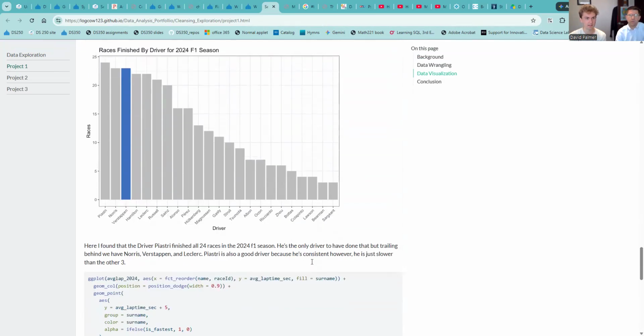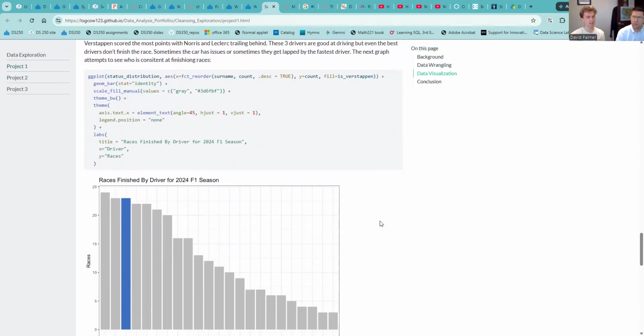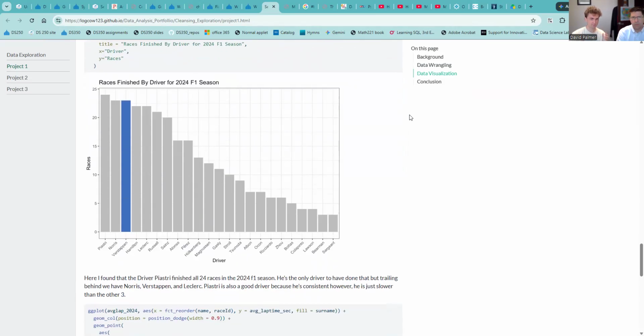And then the next thing I wanted to look at was races finished by drivers. This is an interesting graph. Basically, because when you're doing an F1 race, sometimes you get lapped by a car, sometimes you have an engine failure, sometimes you have problems, and you're not able to finish the race, or you're not able to complete all of the laps required for the race to actually be considered a finish. Okay. And so what this graph shows is who's finishing and how many races each driver has finished.